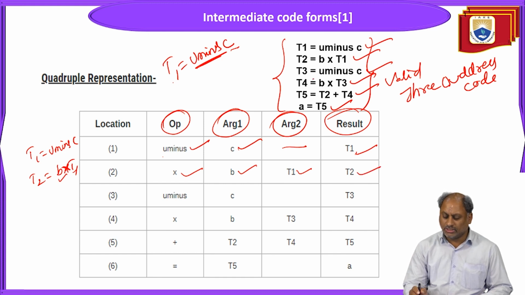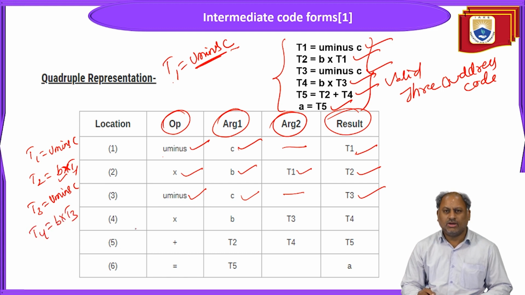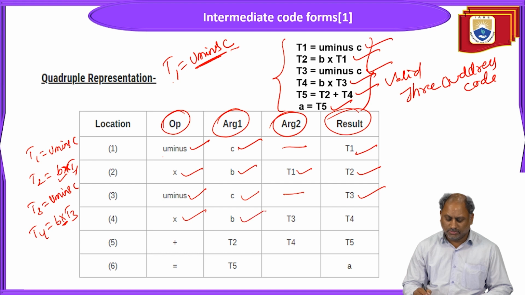Similarly the third expression, T3 equal to unary minus C, is equivalent to the first one. So unary minus is the operator, C is the first argument, there is no second argument, and the result is stored in T3. And the next expression is T4 equal to B into T3. In this expression, the operator is into, argument 1 is B, argument 2 is T3, and the result is stored in T4.